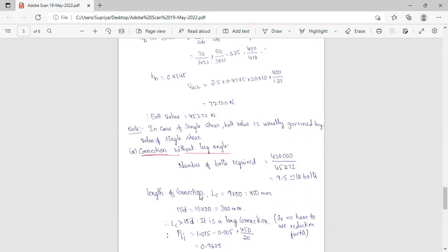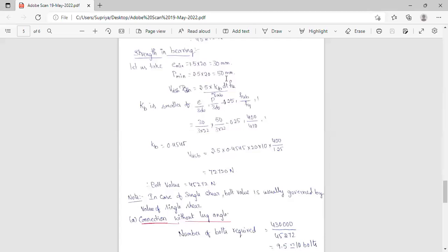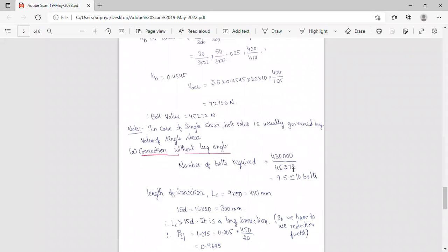The length of connection required is based on the minimum pitch. The pitch distance is 50 mm, which means we have to provide 10 bolts with a minimum pitch of 50 mm. So what is the total length? One bolt comes at the end, at the end distance, so we get 9 spaces between the 10 bolts. So 9 spaces into 50 mm each, 9 into 50, that is 450 mm.